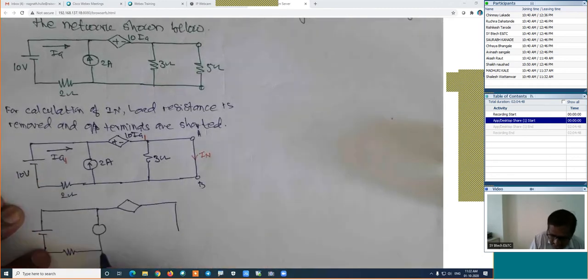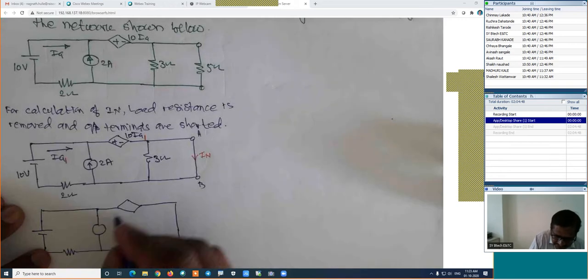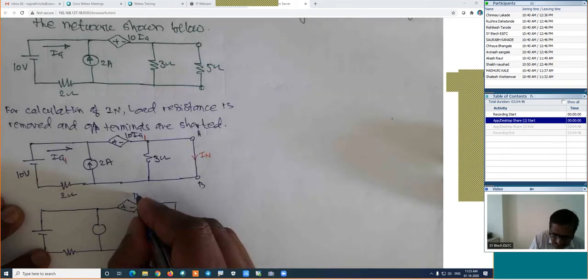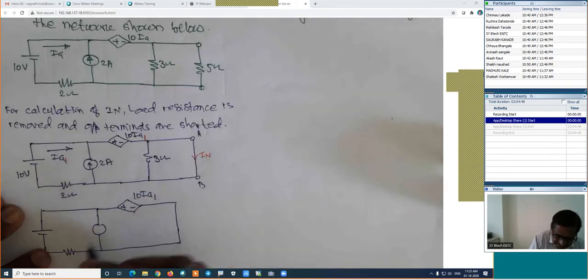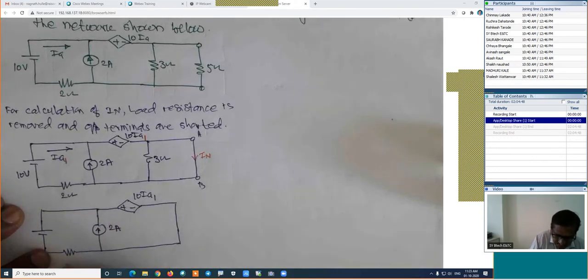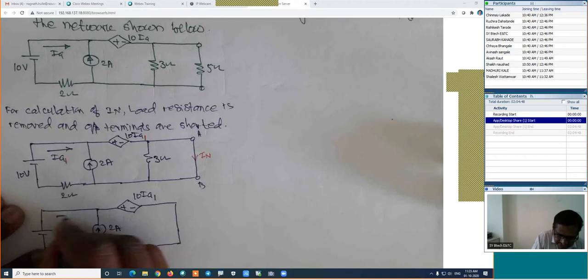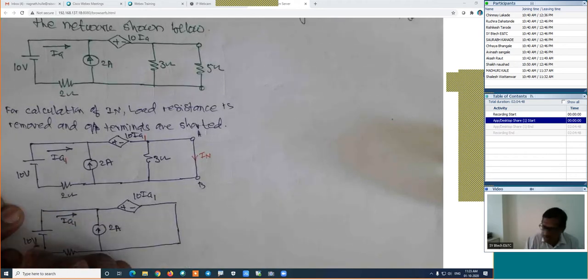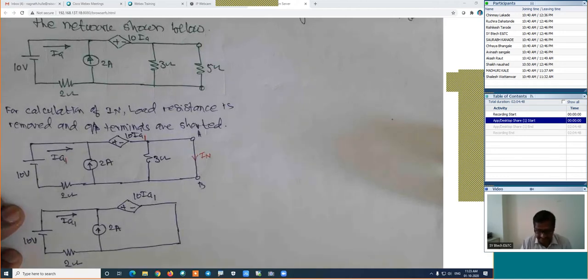Just this is the short circuit. This is plus minus, this is 10 into IA1. This is the upward direction current, which is the 2 amperes. This is 2 ohm, and this current is the IA1. This is IA1 and it is the 10 volt. Now the figure is very simple.